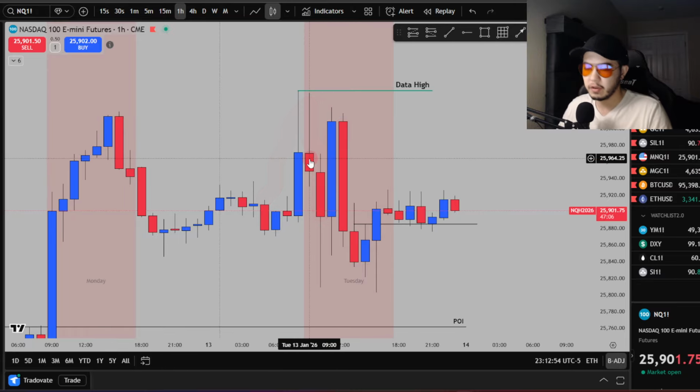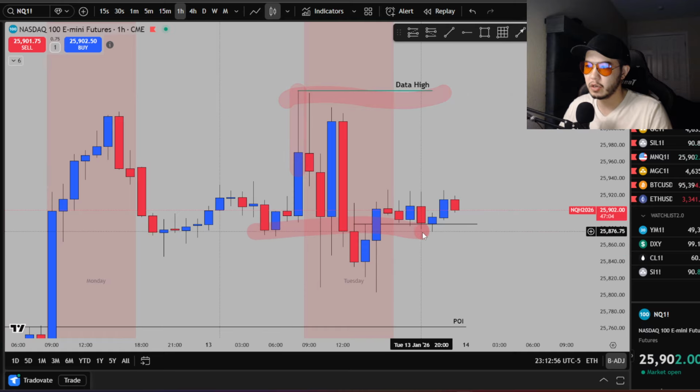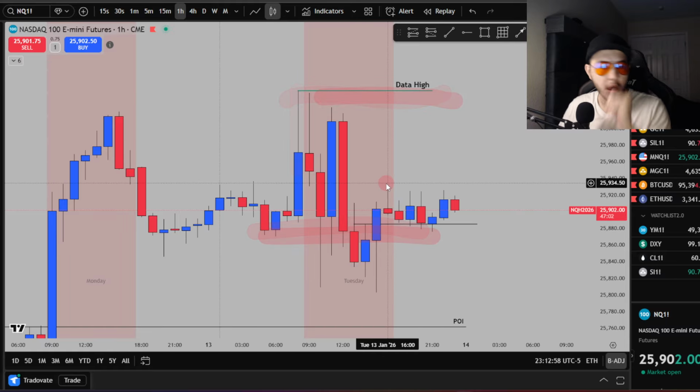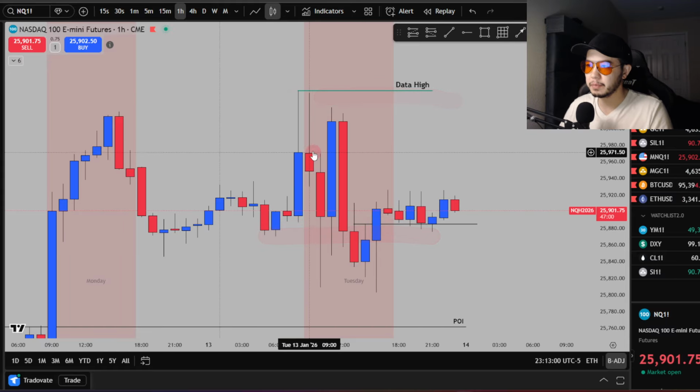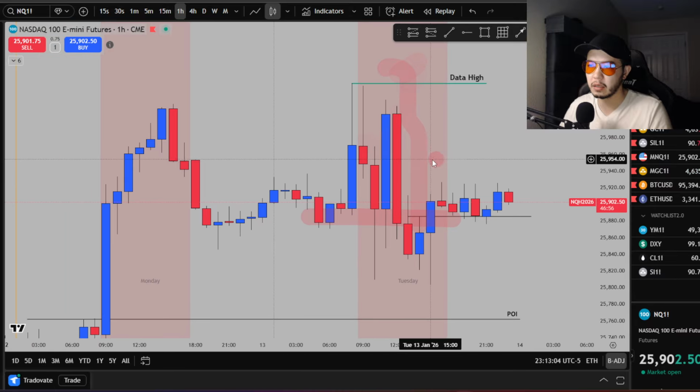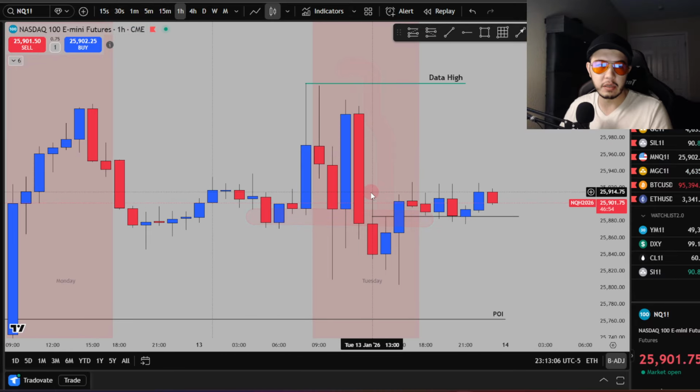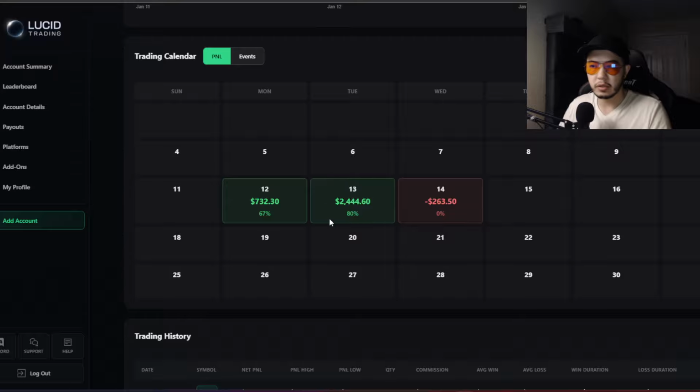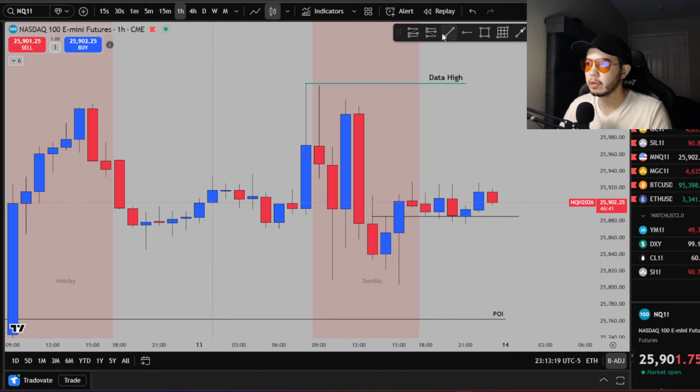Usually after the CPI gets released, I mark my data high, data low. The price usually comes and takes out the data high and then goes and takes out the data low. But as you can see on the hourly, the price action wasn't that good. And this was today's result. It was at 24.44. We took a quick scalp on the Asia Open today. Didn't work out. I'll go over the trade with you guys.